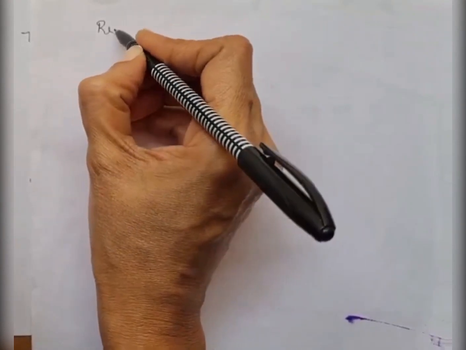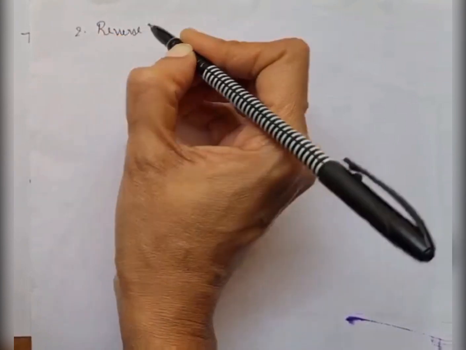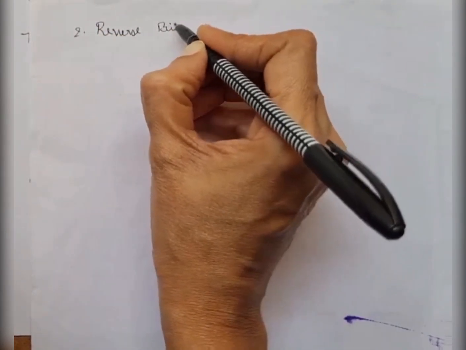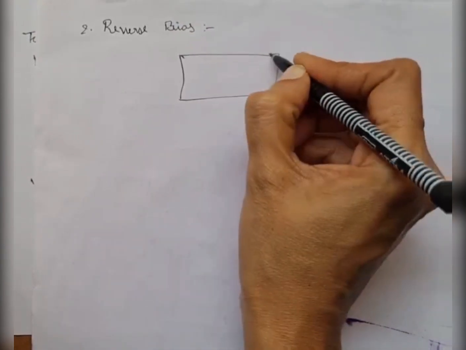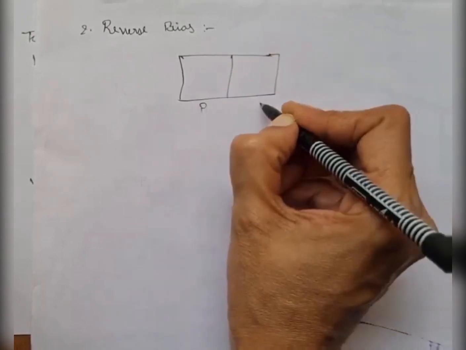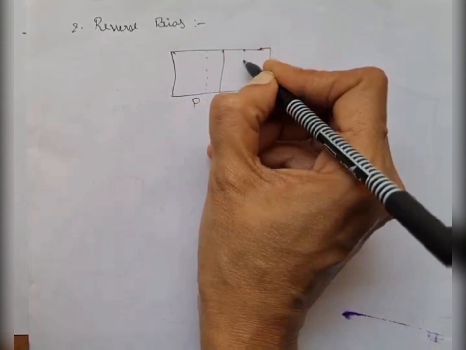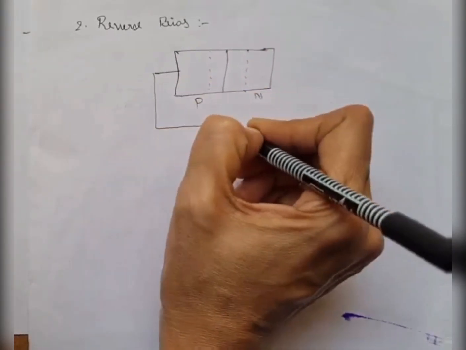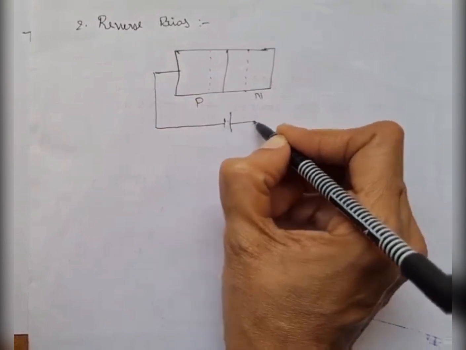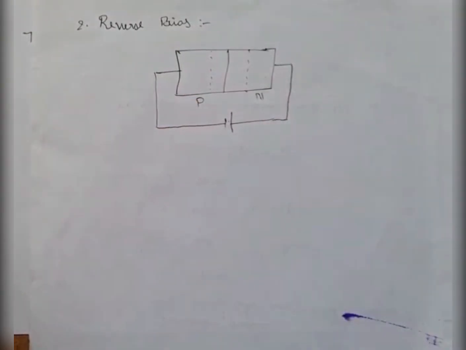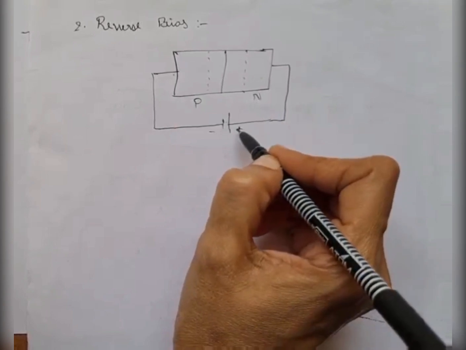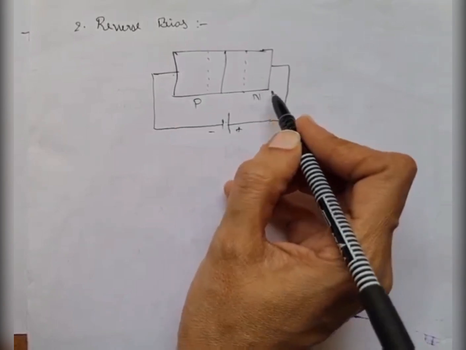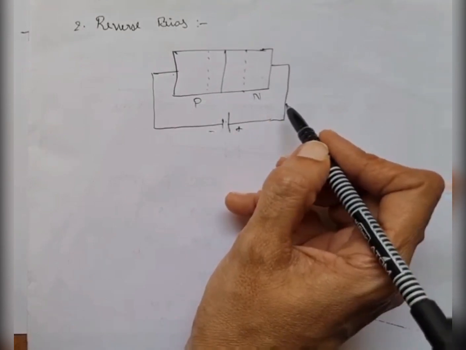Reverse bias, the second one. Here on the same diagram I am taking P-type, N-type, and we give the same supply. Here the negative terminal of the battery is connected to the P-type and the positive terminal of the battery is connected to the N-type. This bias applied is known as reverse bias.